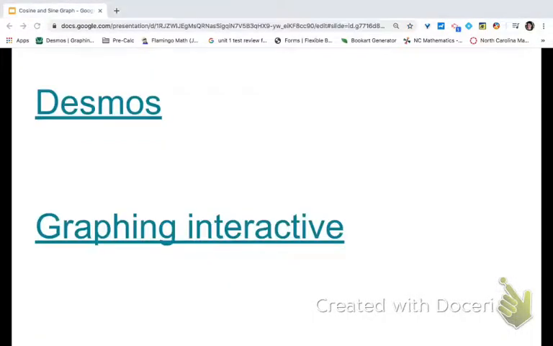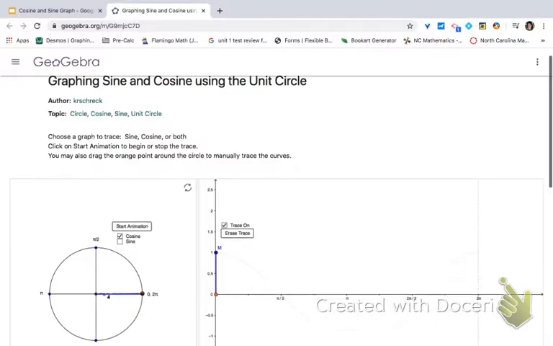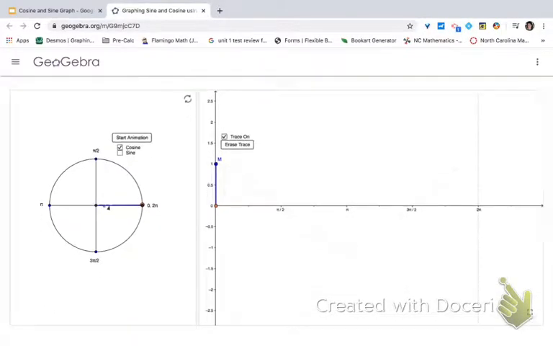Something that is for today is an interactive graphing activity that I found. This is going to be a great visualization for the graph of sine and cosine. We're going to start with cosine. And remember, cosine are the collection of x values as it relates to the unit circle. So on the left-hand side, I have a unit circle. What we're going to do is watch what happens as the orange dot goes around the unit circle. Watch what happens on the right-hand side.